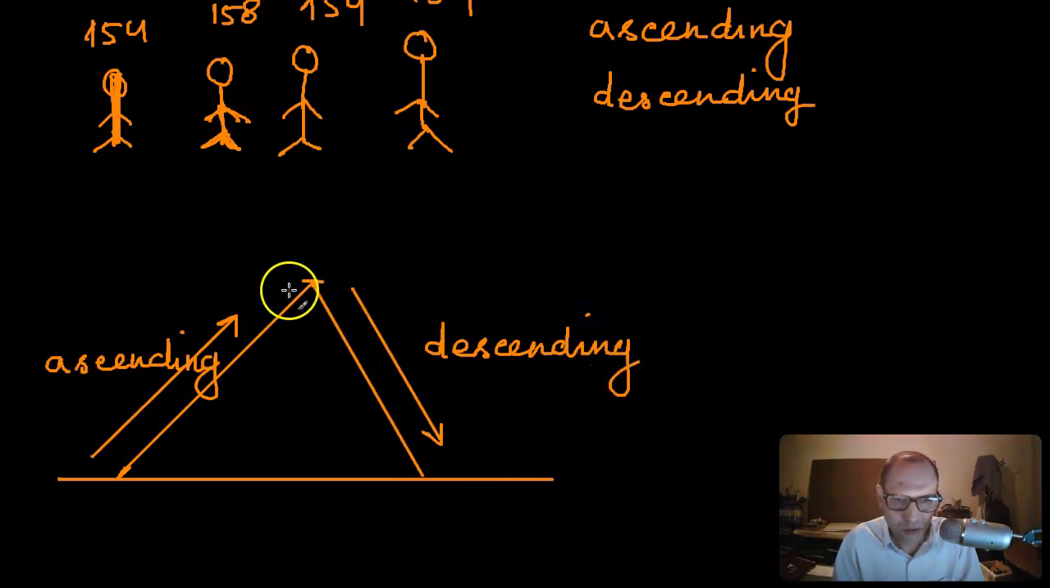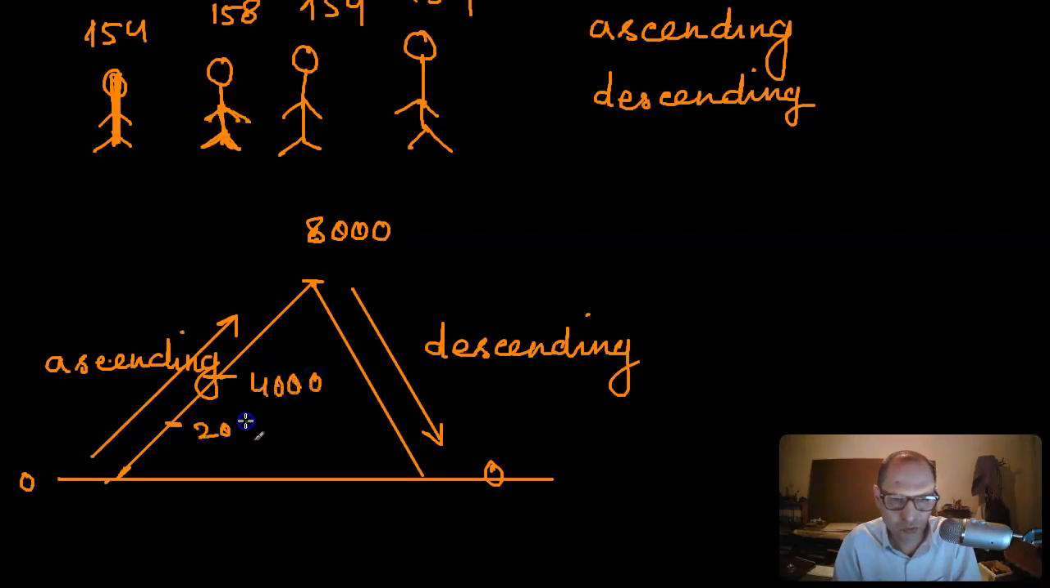Now of course you can think of ascending and descending also in terms of numbers. When you're ascending, the height over here is, for example, zero. The height over here is, for example, 8,000. Let's say that these numbers are in kilometers, or in miles or something like that. And then when you come back over here, the height becomes zero. Over here, for example, the height becomes something like 4,000. Over here, it's something like 2,000.